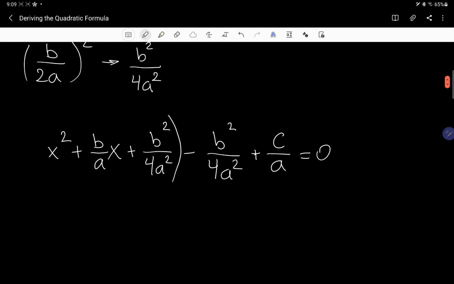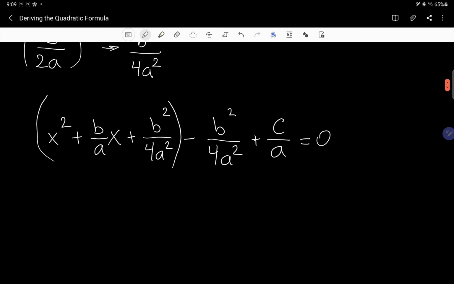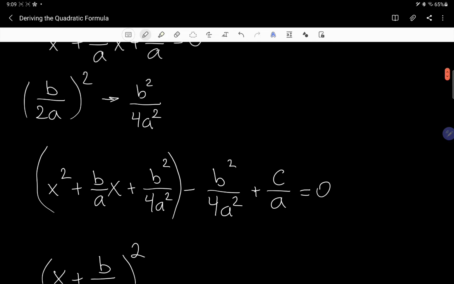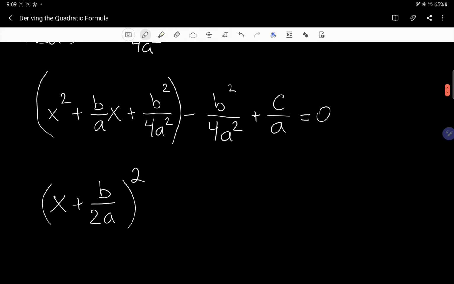And what this does is it creates a perfect square, or we can factor a perfect square from this trinomial right here, which is what we wanted. And what this factors into is x plus b over 2a quantity squared. And the b over 2a is just half of this coefficient, which is right here. And if you FOIL this out, you will get exactly this right here.